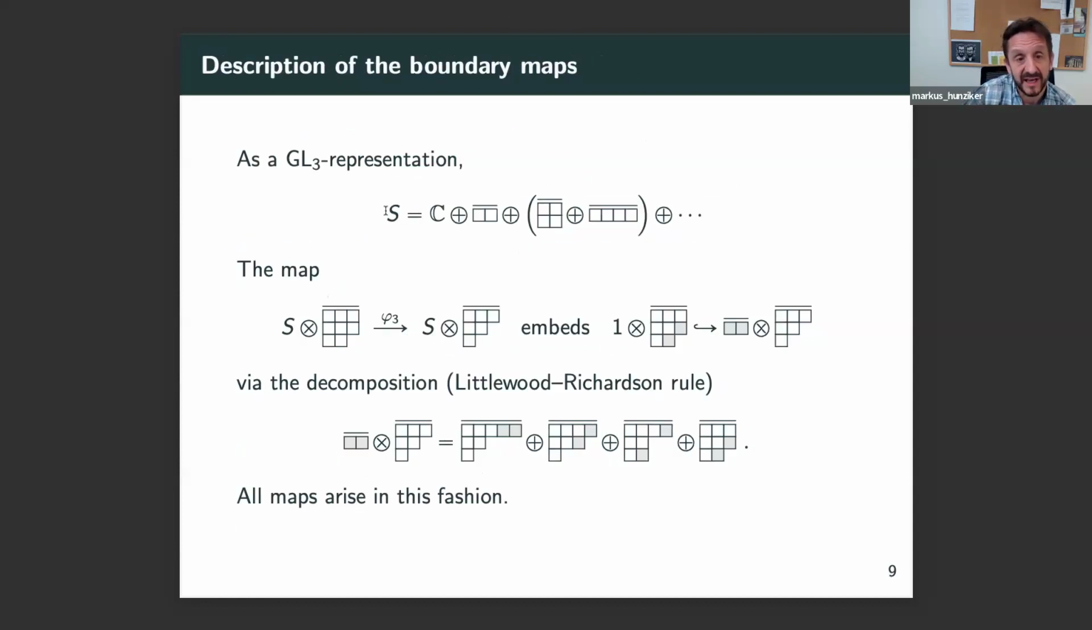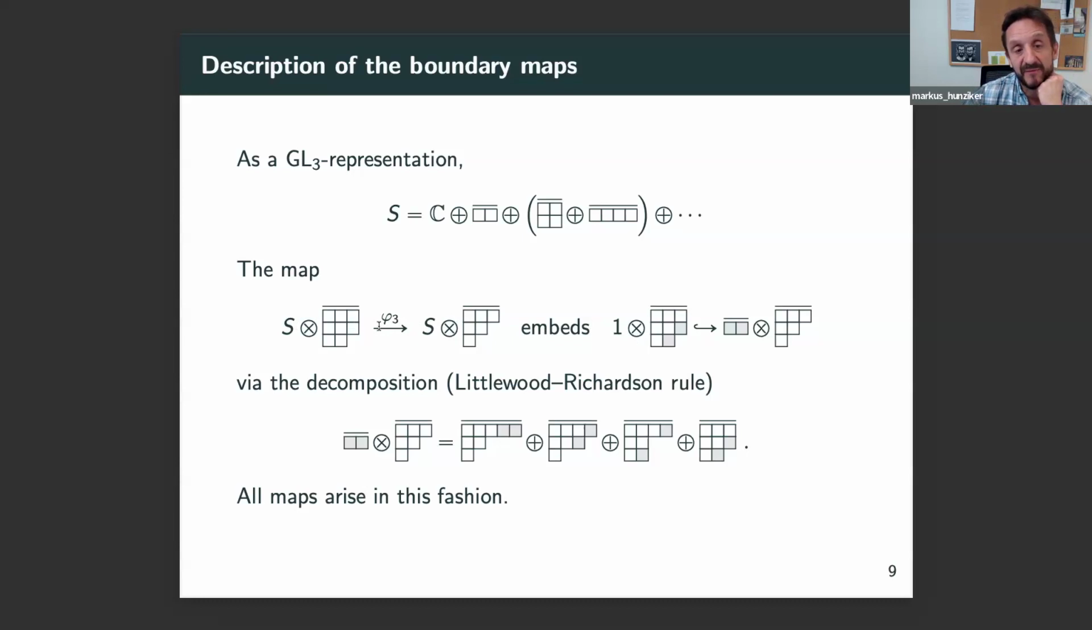So S, again, this is the coordinate ring on the 3x3 symmetric matrices. As a GL3 representation, this is very classical. It has a multiplicity-free decomposition with these diagrams like that. And these maps in the resolution that I described earlier, which I write like this, they all come from embeddings of multiplicity-free components using the Littlewood-Richardson rule.